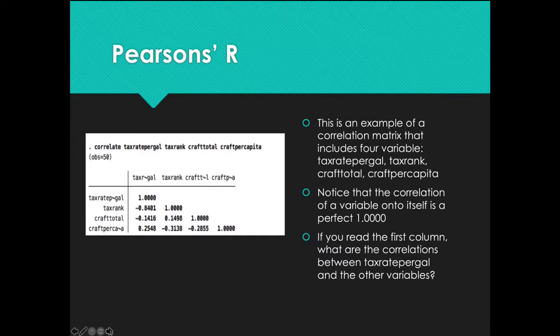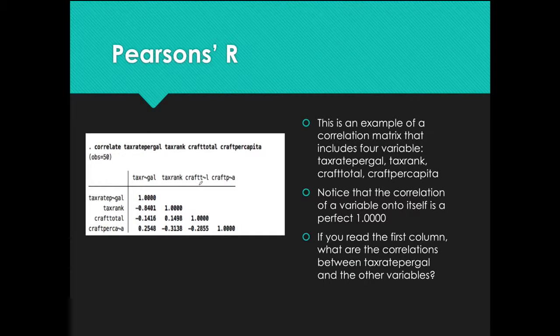Okay. So we talked about the general terms of Pearson's R last time, and what you've got in front of you here is an example of a correlation matrix. We've asked Stata to produce this correlation matrix for us. As you can see, it actually does look like a matrix. So in this case, this variable, which is tax rate per gallon, is right here on the top. It's also right here on the side. Notice that there's a certain symmetry to this table.